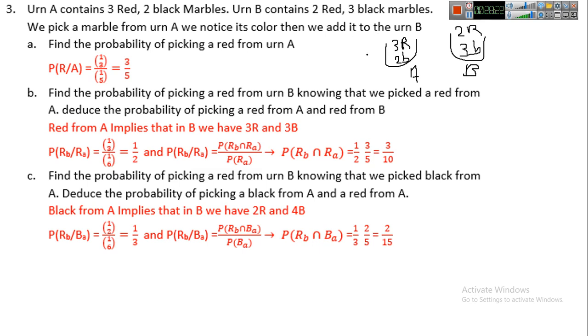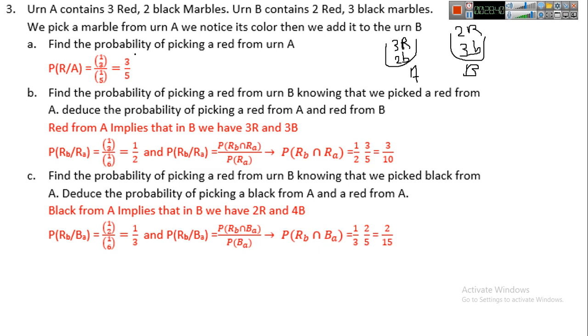So I'm going to pick one from A. I will see its color. Then we add it to urn B. So if you pick a red from A, you take this red and you put it in B. If it's a black, you take this black from A and you put it in B. Okay?